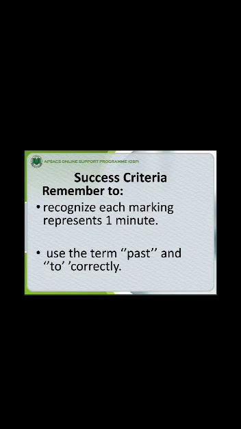Success criteria of the lesson: remember to recognize that each marking represents 1 minute. Use the terms past and to correctly. When the time involves 1 to 29 minutes, the term past should be used. And when the time involves 31 to 59 minutes, the term to should be used.